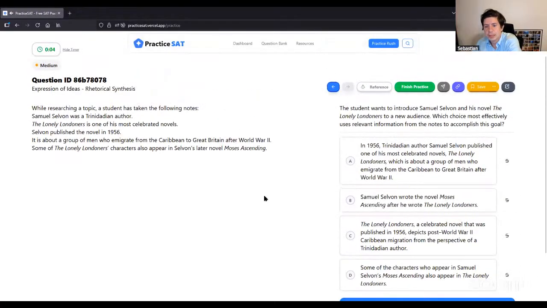The student wants to introduce Samuel Selvon's novel, The Lonely Londoners, to a new audience. Okay, so to introduce it, Selvon wrote the novel Moses Ascending, and he wrote The Lonely Londoners. That doesn't introduce The Lonely Londoners. That just names it, so it's probably not that.